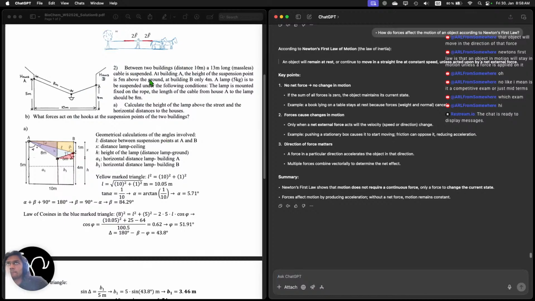Between two buildings, a 13-meter long massless cable is suspended. At building A, the height of the suspension point is 5 meters above the ground. At building B, only 4 meters. A lamp is suspended under the following conditions. The lamp is fixed on the rope. The length of the cable from house A to the lamp should be 8 meters. Calculate the height of the lamp above the street and the horizontal distance to the houses. What force is acting on the hook at the suspension point of the two buildings?